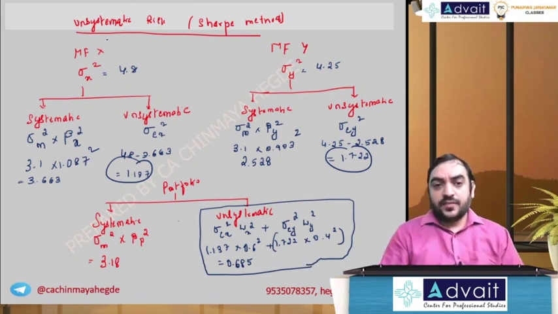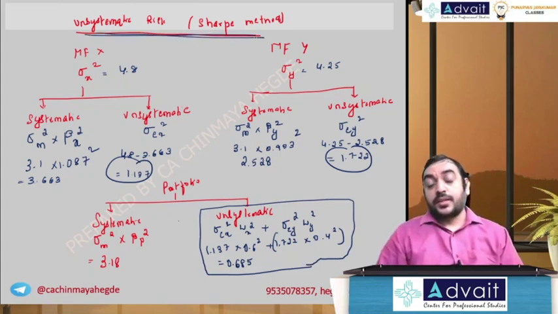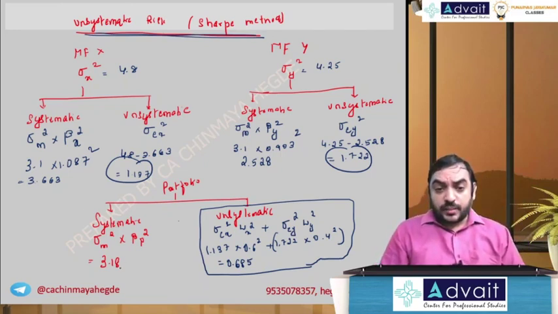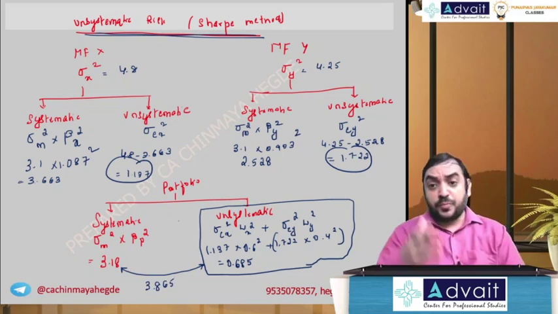That's what we have given, systematic risk using the Sharpe method. In fact, even portfolio risk can be calculated using the Sharpe method. How do I do that? This systematic and unsystematic must be totaled. So if you just do the total, how much you get? 3.18 plus 0.685, 3.865. So this is the total risk of the portfolio using the Sharpe method.